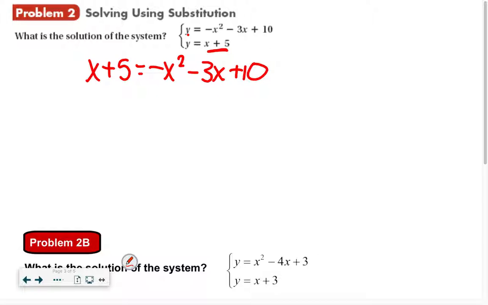I like my x squared positive, so I'm going to move everything to the left. So that makes it x squared. If I bring my minus 3x over, what does that make my x? 4x. Good. If I bring my 10 over, what happens to my positive 5? Negative 5. Good.